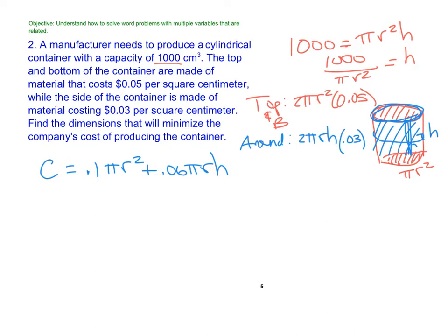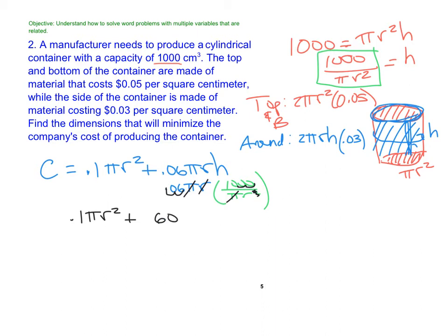r and h in the problem, so I'm going to replace my h with this. So we get 0.06 pi r, and then 1,000 over pi r squared. The pi's cancel, that r cancels. 0.06 times 1,000 is 60. So 0.1 pi r squared plus 60 over r. All right, that's my cost formula.